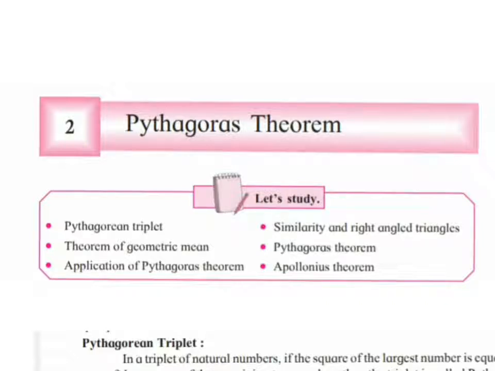Hello students, today we are going to start a new chapter, that is Pythagoras theorem. In this chapter we are going to elaborate these things. First one, Pythagoras triplet, then similarity and right angle triangles, theorem of geometric mean, Pythagoras theorem.